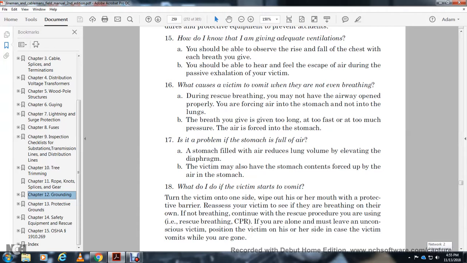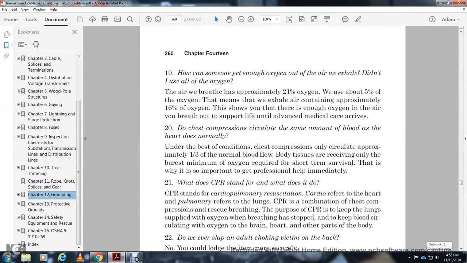Turn the victim onto one side, wipe out his mouth or use the protection barrier. Check the victim for breathing of his own. If not breathing, continue the rescue. Proceed with the rescue breathing. If you're alone, you must leave the unconscious victim, placing the victim on his or her side in case the victim vomits while you're gone.